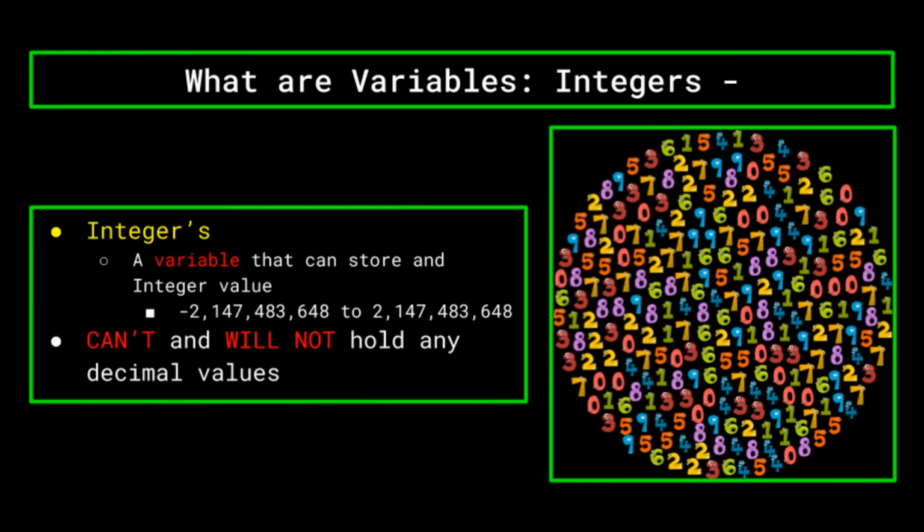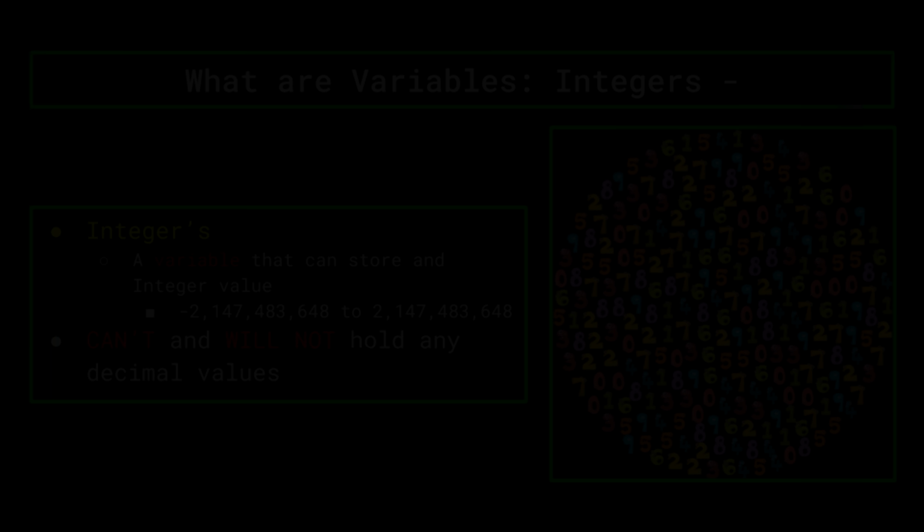This includes all whole numbers from -2,147,483,648 to 2,147,483,648. Notice how I said whole numbers. Integer values cannot and will not hold any decimal values, so keep that in mind when using variables.